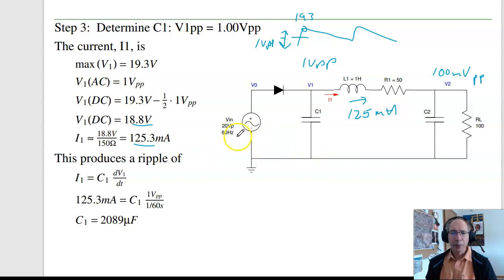And then the ripple. I is C dV dt. 125 milliamps is C. I want 1 volt ripple. I want it to be 1/60th of a second. Half-wave rectifier. Solve for C. C is 2,000 microfarads. And that's pretty common. A lot of times you have really big capacitors in these AC to DC converters. That gives you C1.